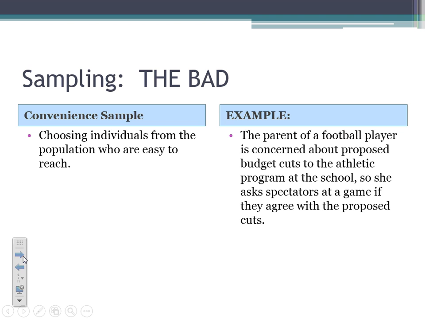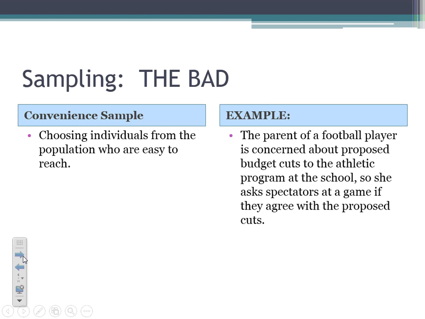So the first method that as students of statistics we really want to avoid is what's known as a convenience sample. Right? And a convenience sample is when we choose individuals from a population that are just easy to reach. Right? That's where it gets its name from, convenient. It's easy for us as the data collectors to collect this data. Okay? An example of this would be if you just stood outside the hallway of my classroom and asked the first 10 students that walked by how many hours a week they work, that would be an example of the convenience sample.